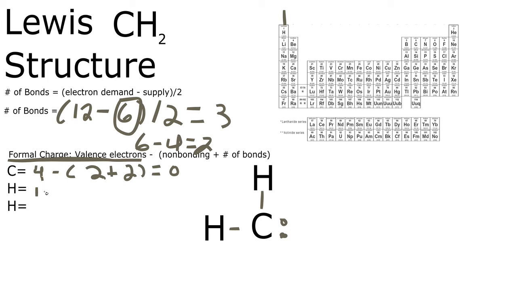Hydrogen has 1 valence because it's found in group 1, and has 0 non-bonding and a single bond, so it'll be 1 minus 1, which is 0. The same goes for the other hydrogen, because it has only a single bond, so it's also going to be 0. So there's no formal charge. This is the correct Lewis structure for CH2.